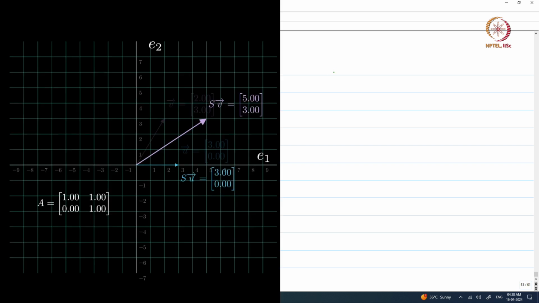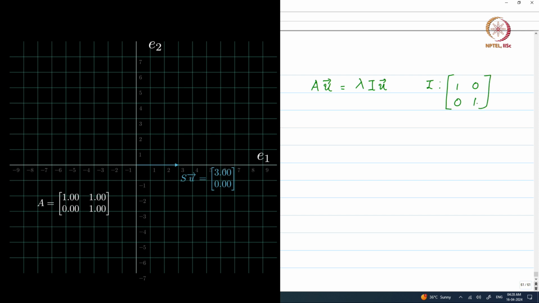So, what am I going to do? I am going to take this matrix A times u, and say this is equal to lambda times I times u, where I is the 2 by 2 identity matrix, 1 0 0 1. That is the identity transformation or the identity matrix that we have. Which implies I can bring lambda I u to the left hand side. So, I am going to get A minus lambda I times u gives me the 0 vector. It is equal to the 0 vector.